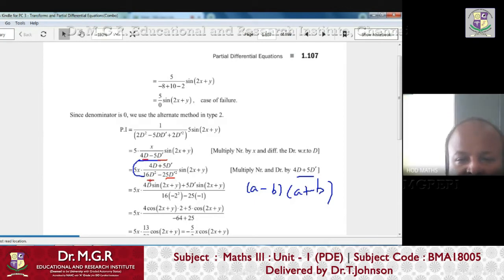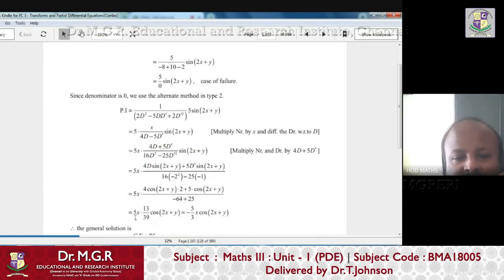So in place of D square, you can substitute minus of 2 square here, and in place of D dash square, you can substitute minus of 1 square. That you can do, and now you can get a nice number, minus 64 plus 25. You will get a nice number, 39.